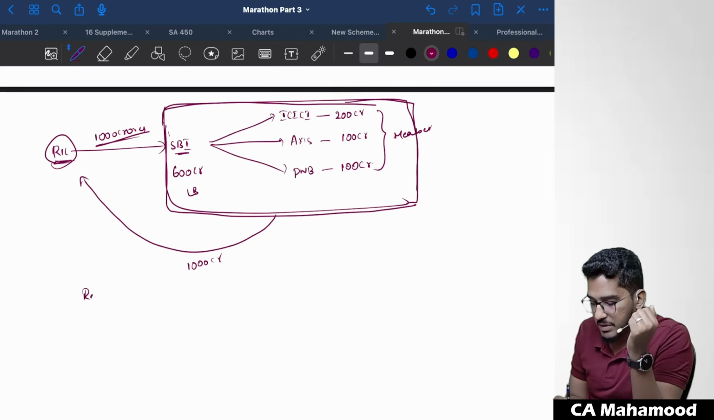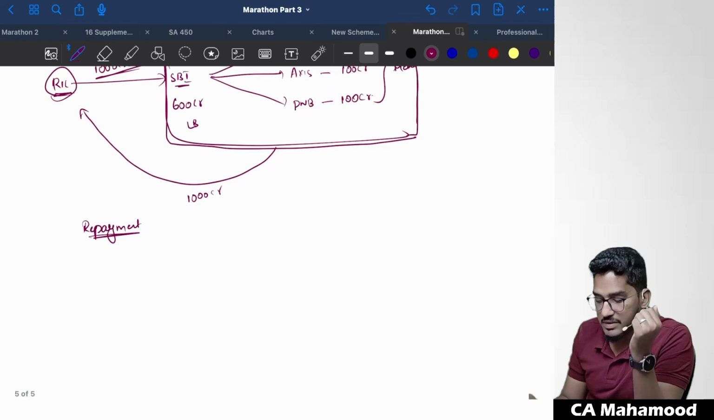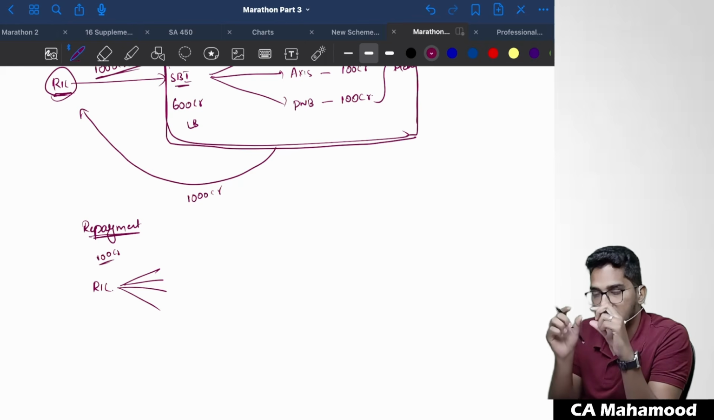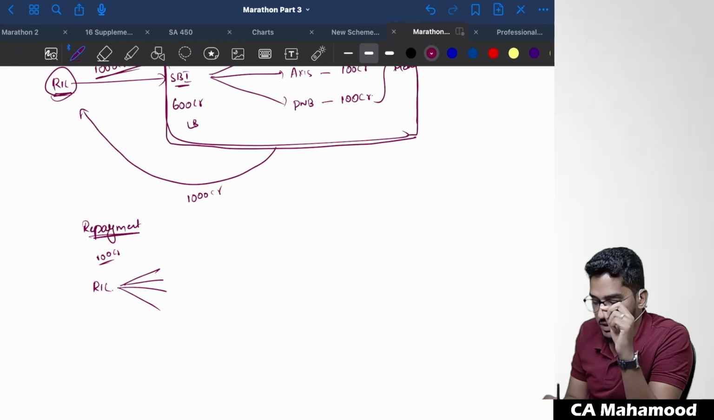See, generally how will the repayment happen? In the case of consortium advances there will be two options. Number one, the customer, Reliance Industries Limited itself, will determine the amount of installment for each bank separately. For example, if 100 crores of installment has to be paid, they decide 60 crores should go to SBI, 20 crores to ICICI, 10 crores to Axis, and 10 crores to PNB.